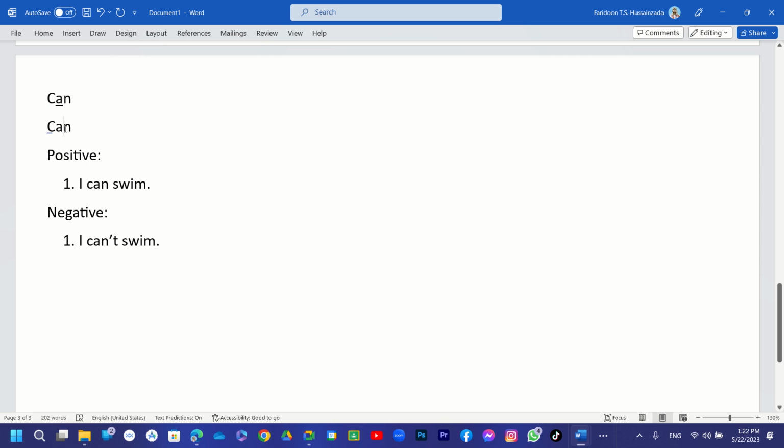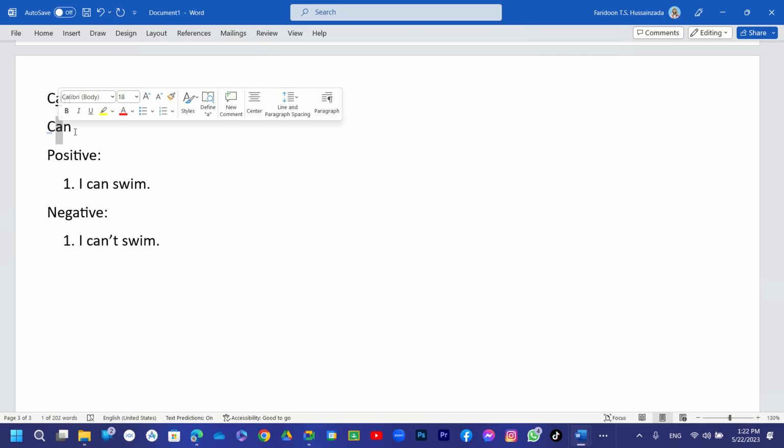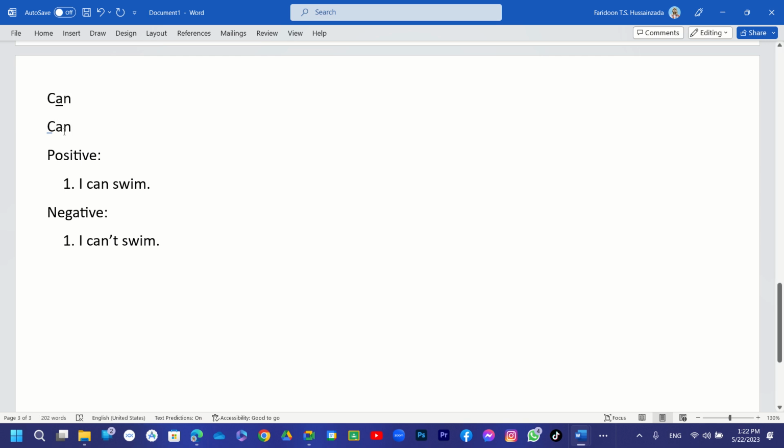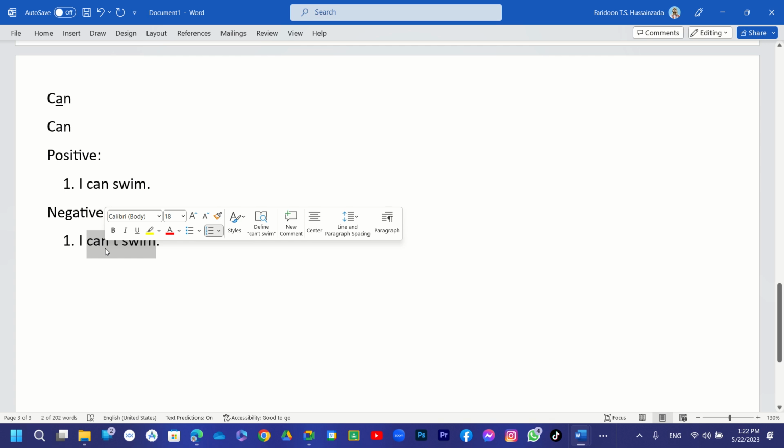But remember, in the positive sentences, the A changes to a schwa. But in the negative sentence, because can is actually an auxiliary verb, and negative auxiliary verbs are always stressed, you cannot change the vowel into a schwa. So you have to keep the short A sound. When you read it, you're going to say, I can swim. I can't swim. I can't swim.